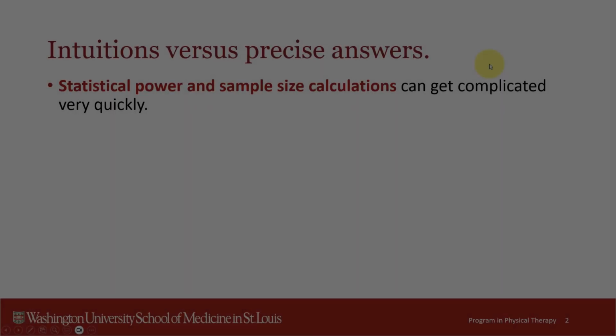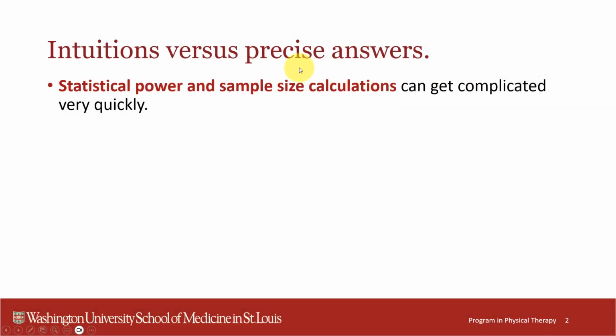So in this video, I really want to talk to you about intuitions versus precise answers, because statistical power and sample size calculations can get very complicated very quickly. A lot of times people come to me as a consulting statistician in the design phase of their study, and they have all kinds of covariates, or they want to have this extra factor, and they're looking at a 2 or 3-way interaction, and all of that stuff gets really complicated. Power analysis is not quick and easy. It is not something you do in a couple hours on a rainy afternoon. There's a lot of things that go into it.